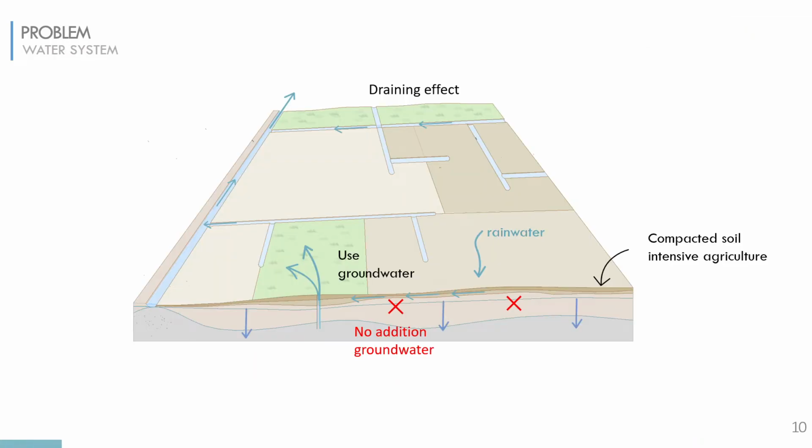Agriculture therefore has a major impact on the water system and the environment. The rainwater and pumped up groundwater will end up in streams due to the compacted soil and the drainage. As a result, there is no replenishment of groundwater and the groundwater level will drop.